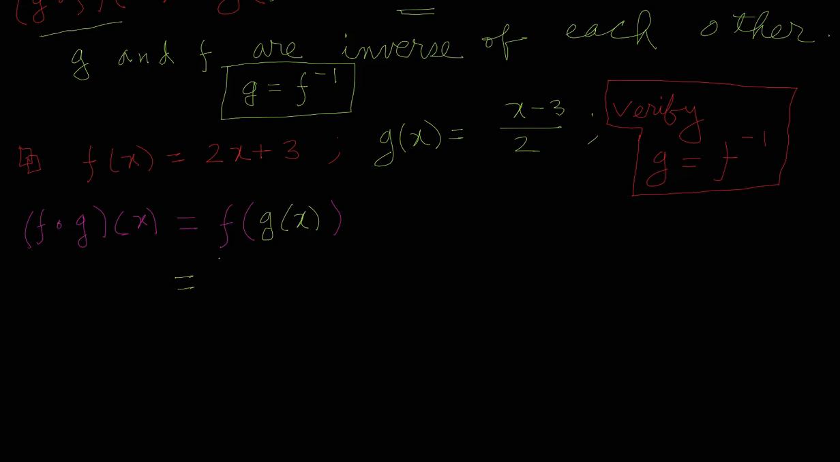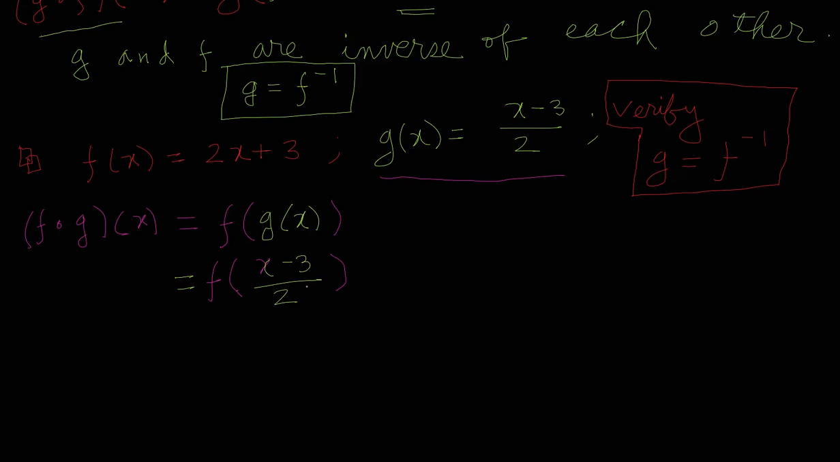Let us see. Let me use these same colors. So I have my function f, and I use parentheses. Then g of x, by definition, what is my g of x? My g of x is x minus 3 over 2. So g of x is x minus 3 over 2.